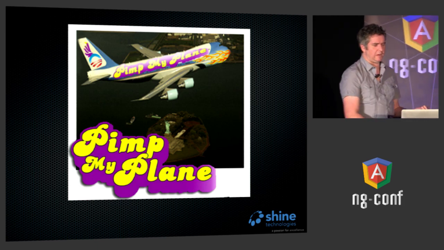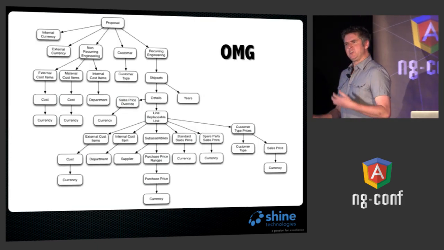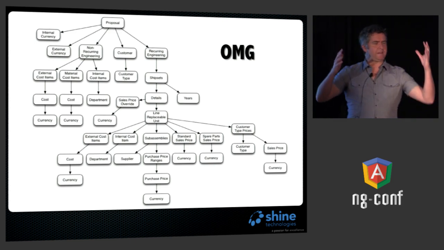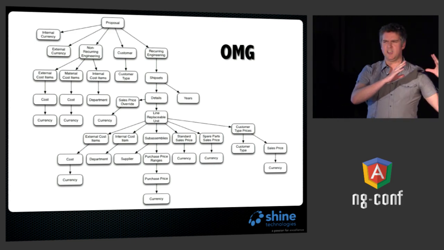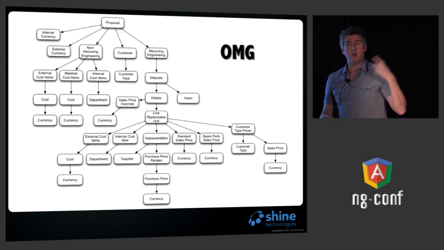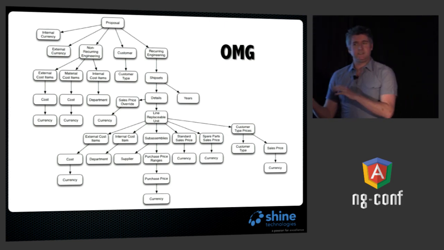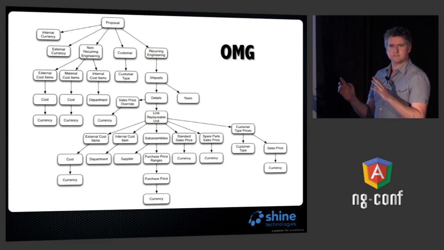And it turns out that pimping out planes for people is actually kind of hard, because under the hood there's this really complex object model. At the very top you've got this proposal. I don't expect you to follow all the details, but to give you a summary, the proposal comprises a recurring engineering part, which is the per plane cost, because sometimes we're doing this to fleets of jets. And then there's the non-recurring engineering part, the one-off setup costs and so on.